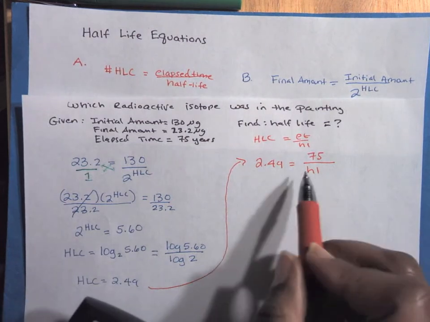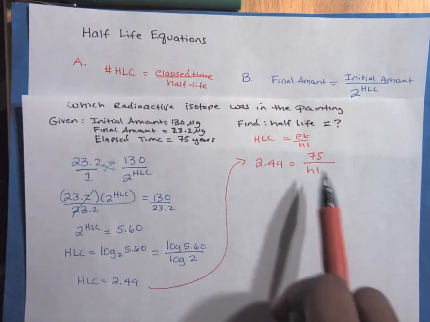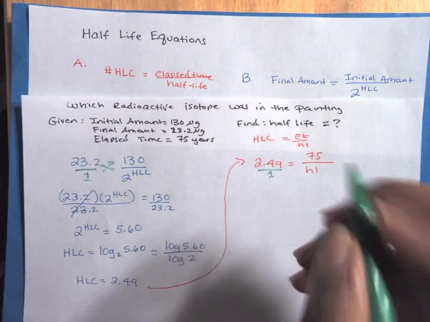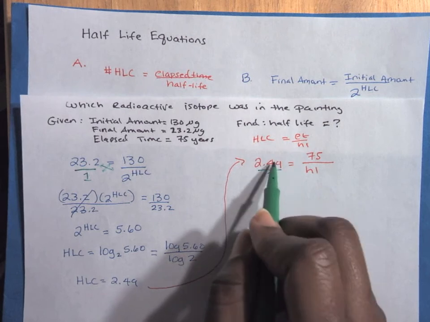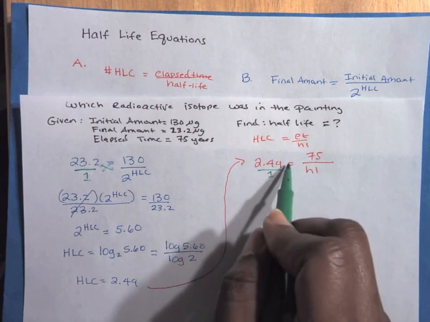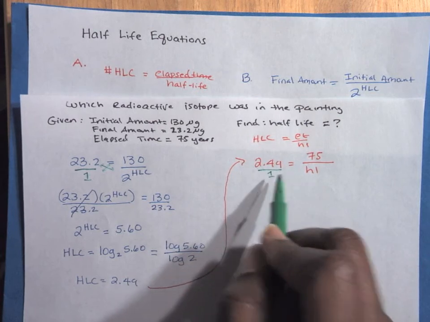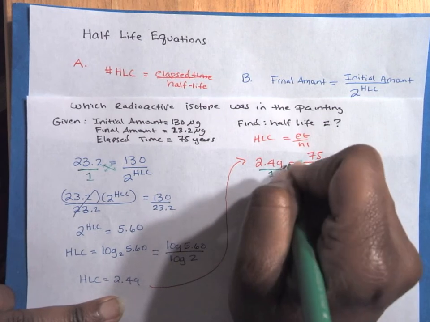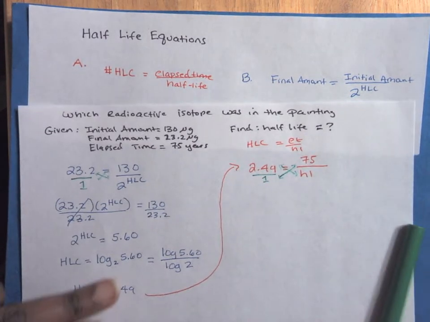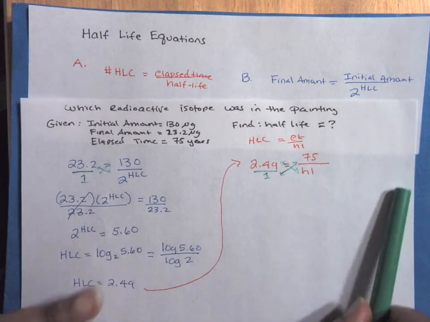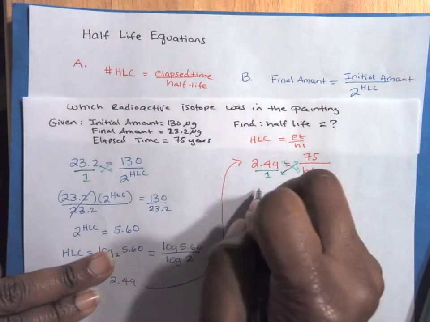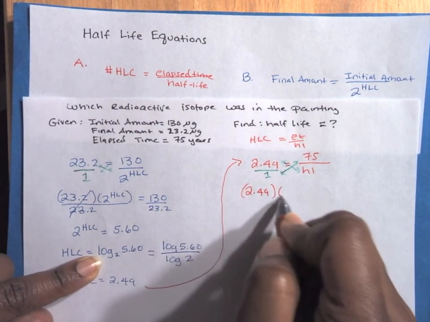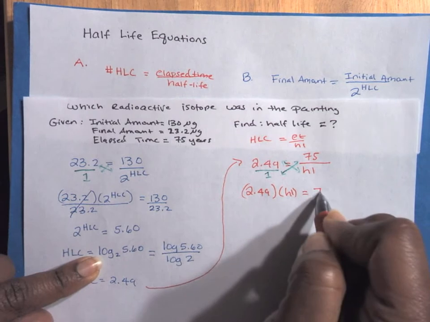And I want to isolate my unknown here, my half-lives. Whenever I have a fraction next to an equal sign, I use cross multiplication. It's kind of counterintuitive, because if you have a fraction next to a multiplication sign, you multiply straight across, right? But if you have a fraction next to an equal sign, you do cross multiplication. It kind of looks like you're making an X or a multiplication symbol. So sometimes people get those confused. Anyway, all right. So I have 2.49 times HL, or a half-life, is equal to 75.